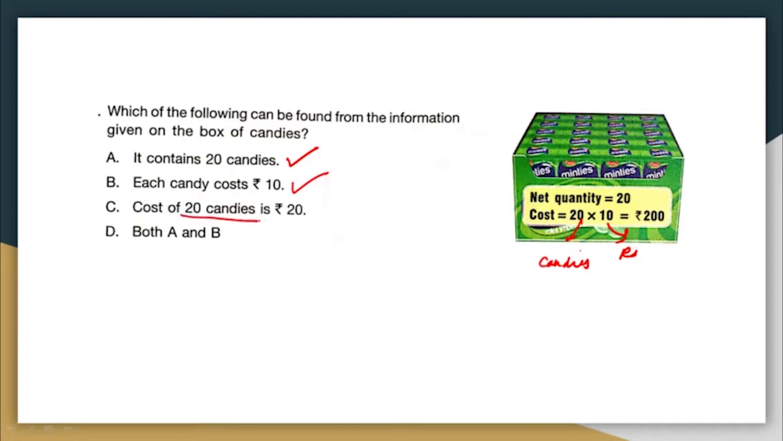No, that's wrong. Cost of 20 candies was how much? Cost of 20 candies was actually 200 rupees. That's what is given here, right? 20 multiplied by 10, 200. So what can I find out? I can find out both A and B.